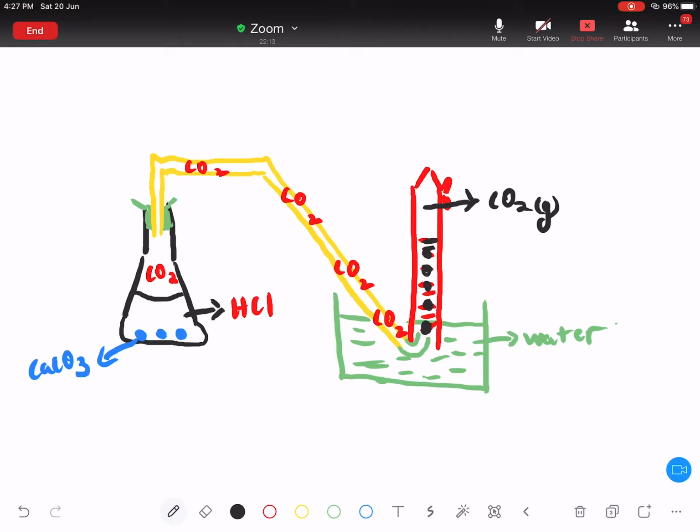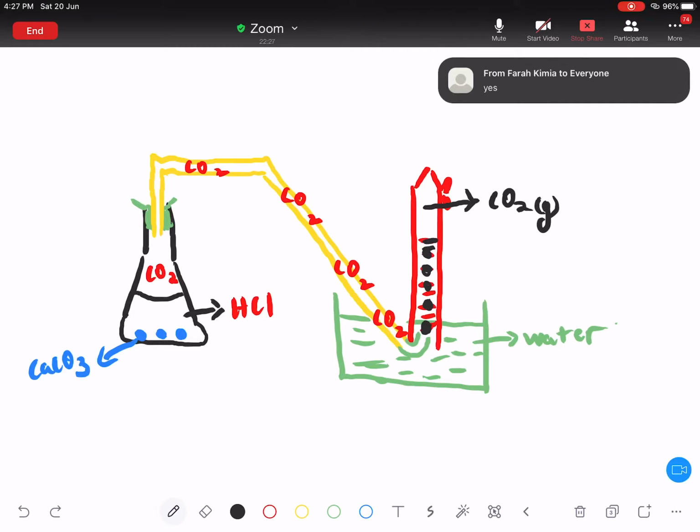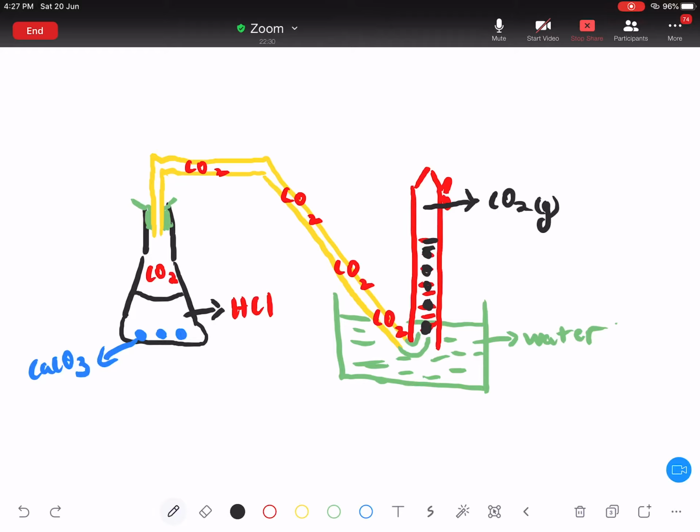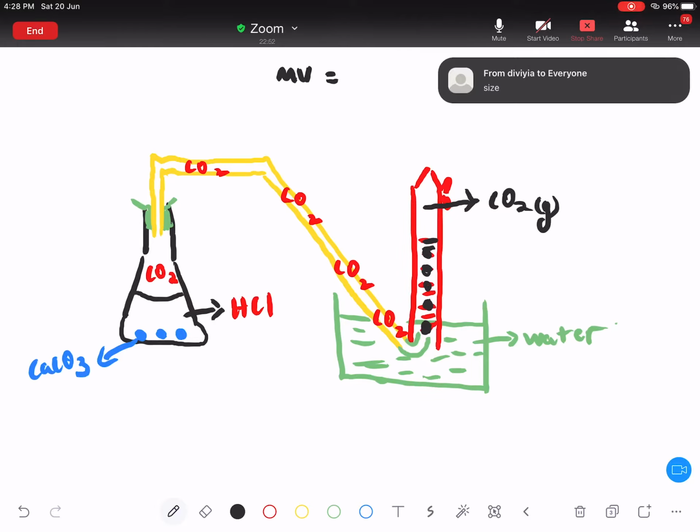Maybe for each example, you start from zero. Do you still remember the RV and MV that I taught you, the experiment with the graph? In this, what is your manipulated variable? Manipulated variable, not responding. What is manipulated? In this case, what is manipulated is the time taken.